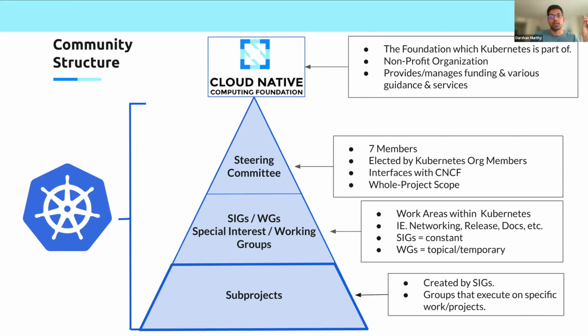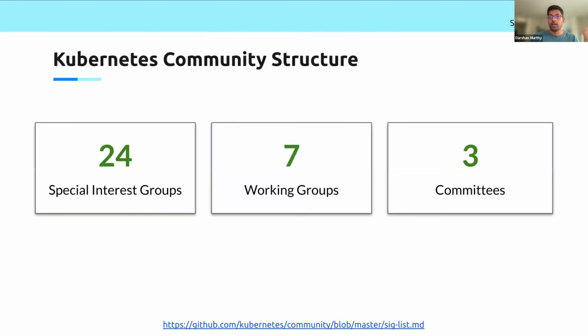But even the work of one SIG can be quite broad in scope. There can be hundreds of contributors to a single SIG, so SIGs further break down their work into sub-projects. For example, in our storage world, we have about 18 different projects that cater to Kubernetes. It could be the external provisioner or it could be a CNCF node. So like that, we have 18 different sub-projects apart from Kubernetes. Currently, there are about 24 special interest groups, 7 working groups, and 3 committees in the Kubernetes community.